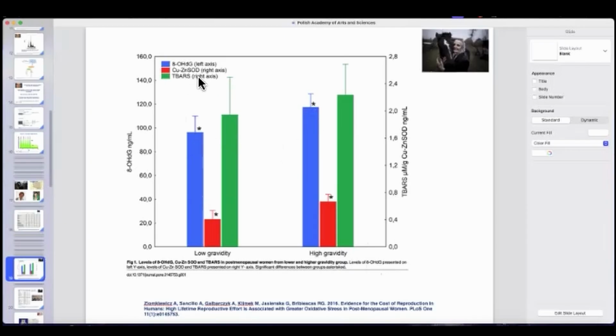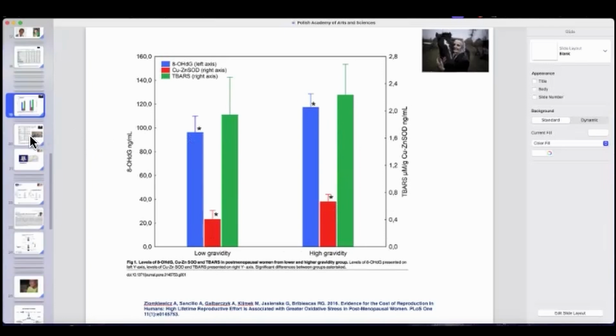When you look at SOD, there are various types of SOD. That's why you see this copper zinc, but we'll just call it SOD for the moment. For SOD, there's also a difference of about 20% between the high and low gravidity. The TBARS, which is a measure of what's called peroxidative stress, showed no effect; there was no difference. But what this shows is that in postmenopausal women with high gravidity, there is a persistent echo of increased oxidative stress in association with reproductive effort, as reflected by more pregnancies. So this was a very compelling study that we thought was very important for addressing this question.